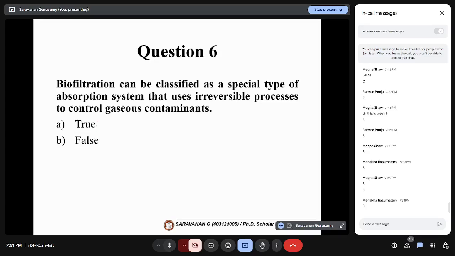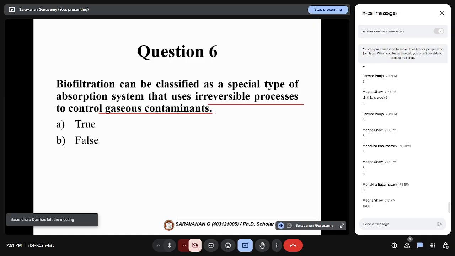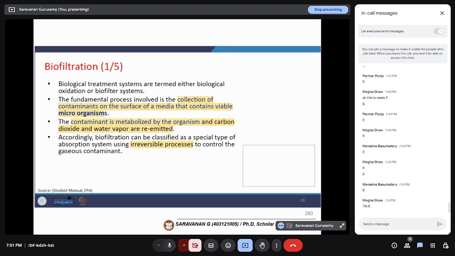Okay, sorry, but it's a true or false question. Biofiltration can be classified as a special type of absorption system that uses an irreversible process to control the gaseous contaminant. Because whatever the bioreaction, that is not reversible. Once it is accumulated, that will not be regained. So it's an irreversible process. So that's true. You can see biofiltration is an irreversible process where the contaminant is metabolized by the organism into carbon dioxide and water.